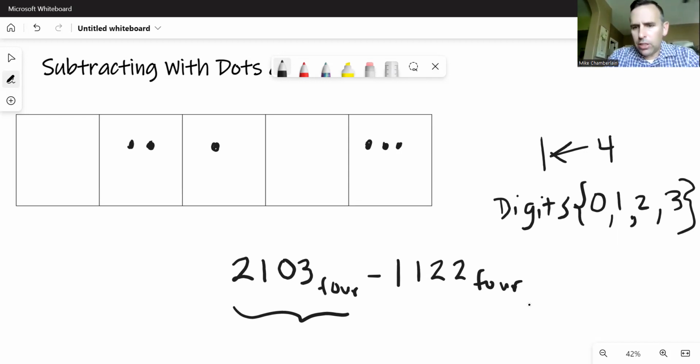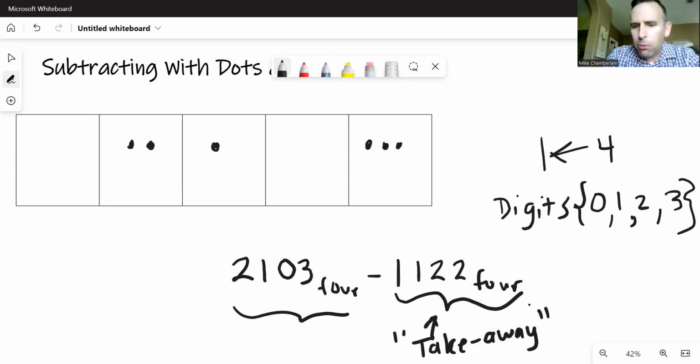Not so with subtraction. I'm actually going to think about this second number as something that I'm going to take away. Now, I know that seems to be a very elementary phrase, but it's very important that students may begin with this idea of taking away. They can later think of subtraction in many other ways, but at first it's convenient to think about it as taking it away.